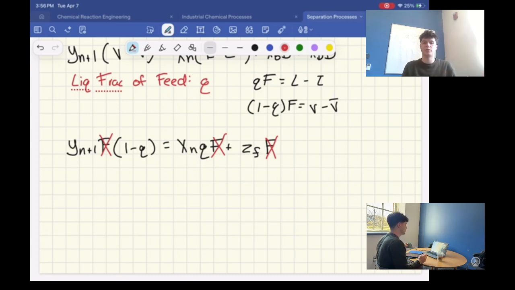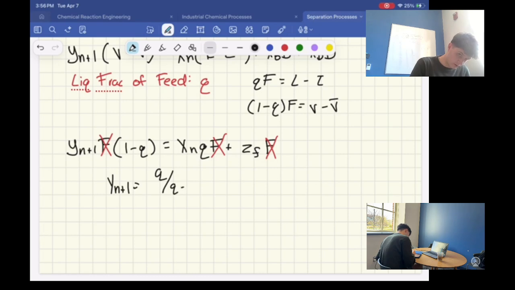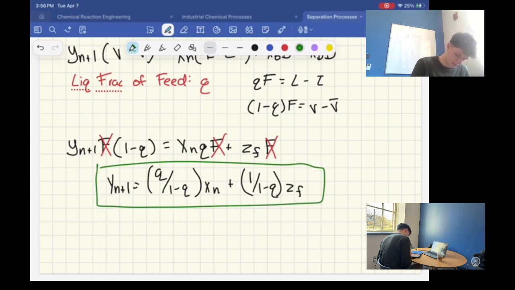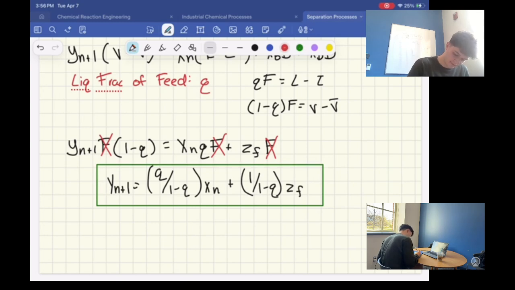And so now the last step before we get our q line for the feed portion is to rewrite this again algebraically. And the final equation you get is y sub n plus 1 equals q over 1 minus q times x sub n, minus x sub F over 1 minus q, and then our feed. So I will square this off. And again, this is the q line of our feed. So I'll write feed here.